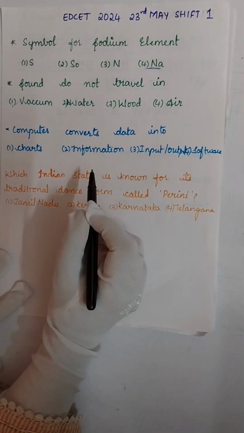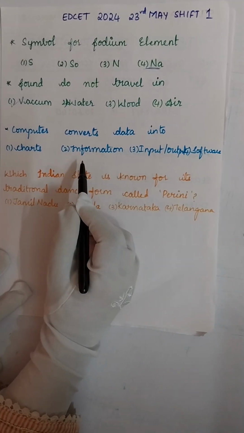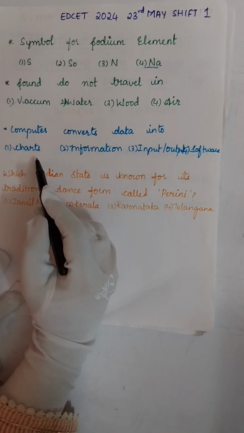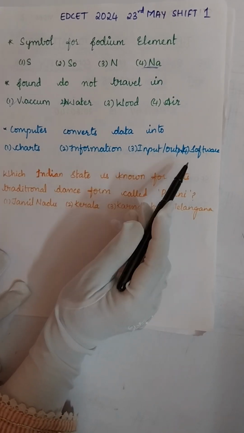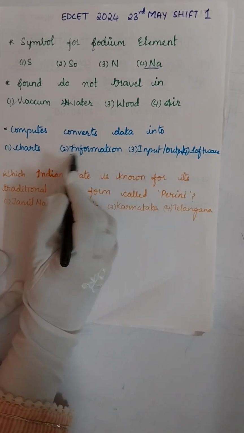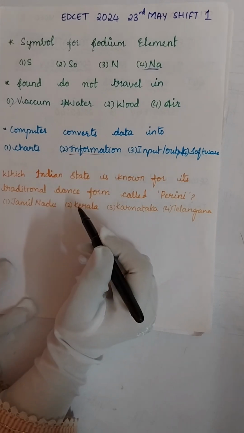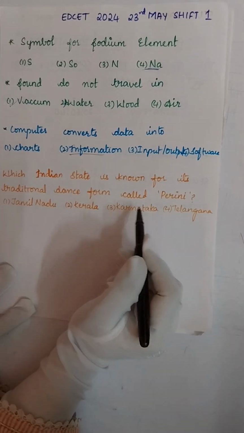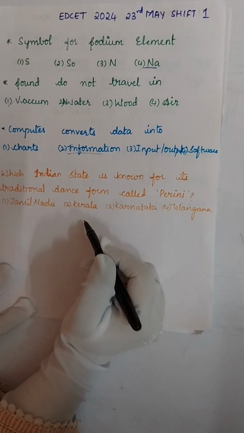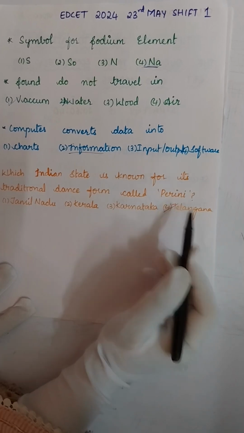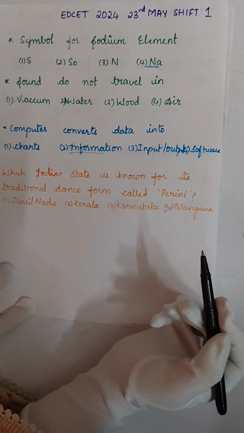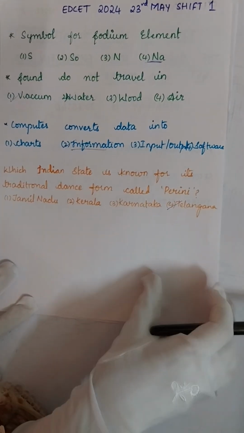One more question which I have taken is from the 5th subject area, computer awareness. A computer converts data into: first option is chart, second is information, third is input output, fourth is software. The answer is obviously information. And one more question I have taken is from GK. Which Indian state is known for its traditional dance form called Perini? A, Tamil Nadu, second option Kerala, third Karnataka, fourth Telangana. Which is the correct answer? Telangana. So these questions are very easy and don't require much thinking. They should be answered in the first session.